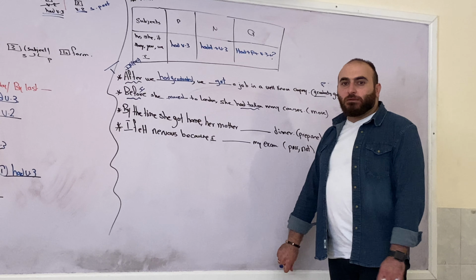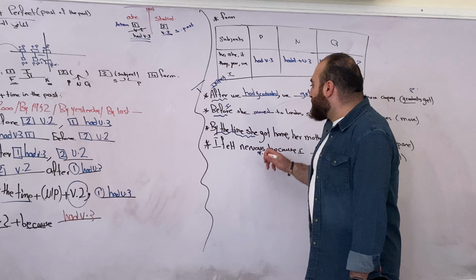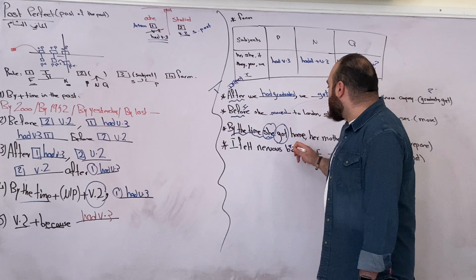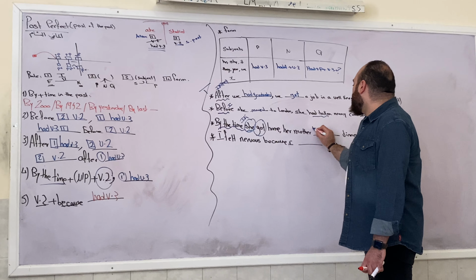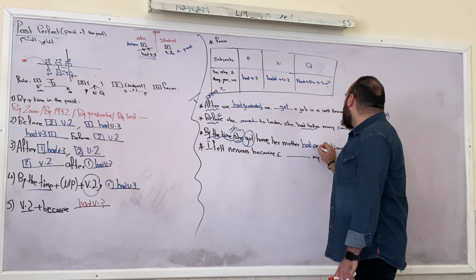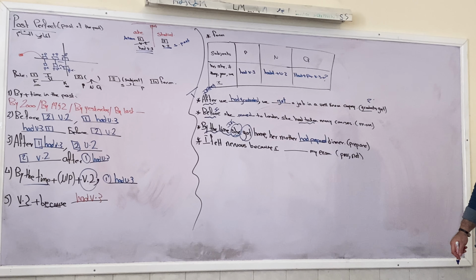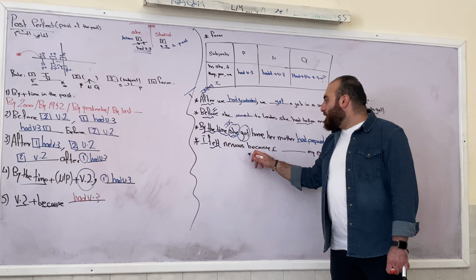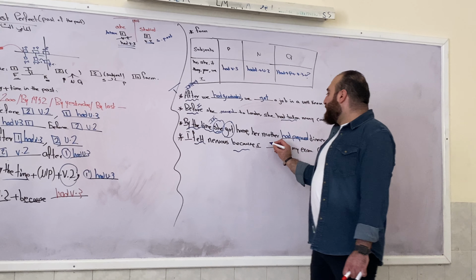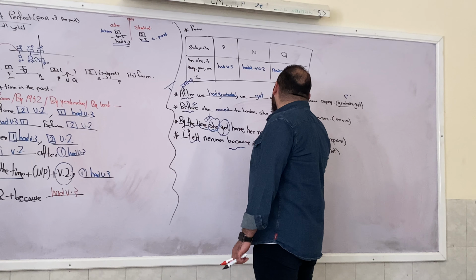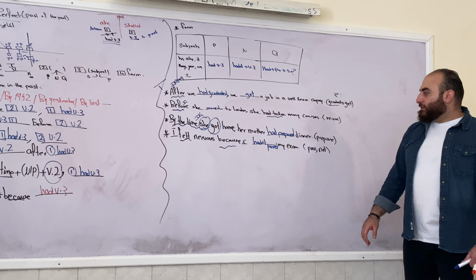Yes, Serena? Okay. By the time she got home, her mother had to Yes, so this is by the time, this is the pronoun, this is verb 2, then we need action number 1, this is the indicator keyword. So her mother had prepared dinner. I felt nervous because, you see, we have verb 2 and because, so the answer is I hadn't passed my exam. Is that clear?